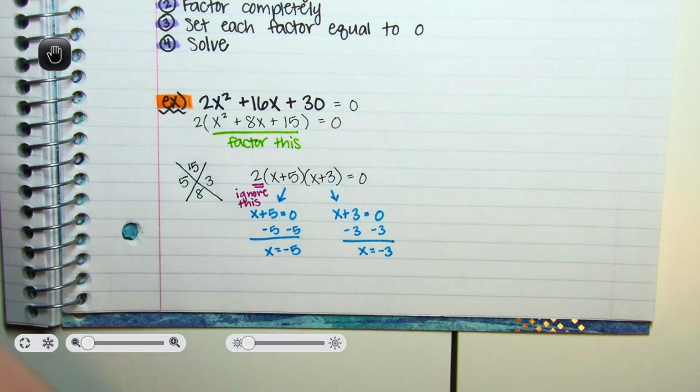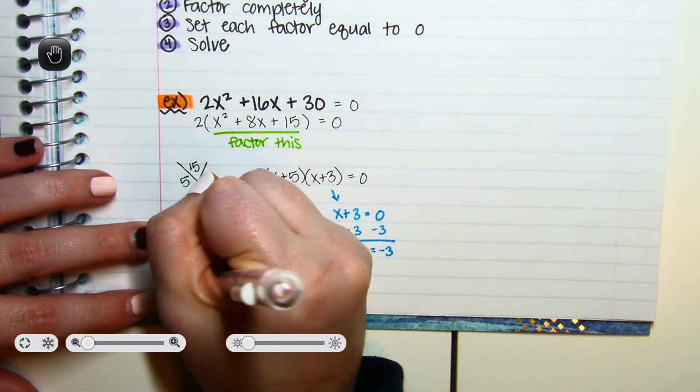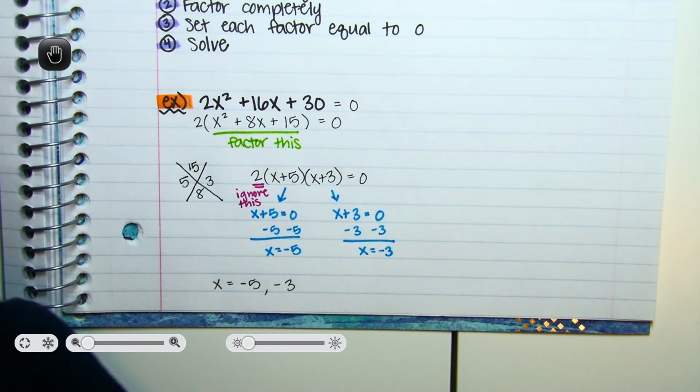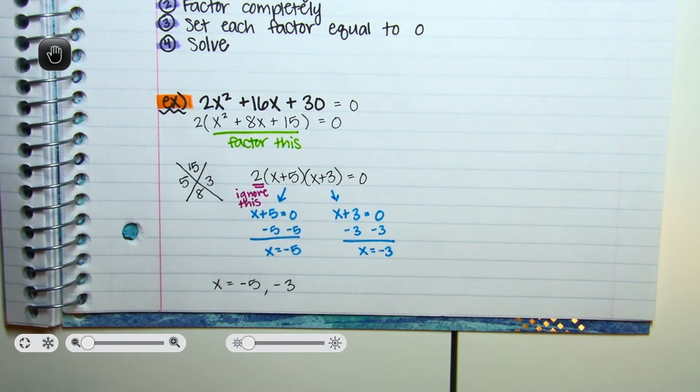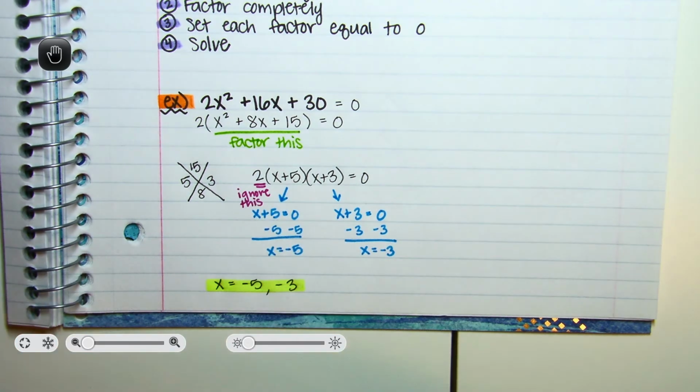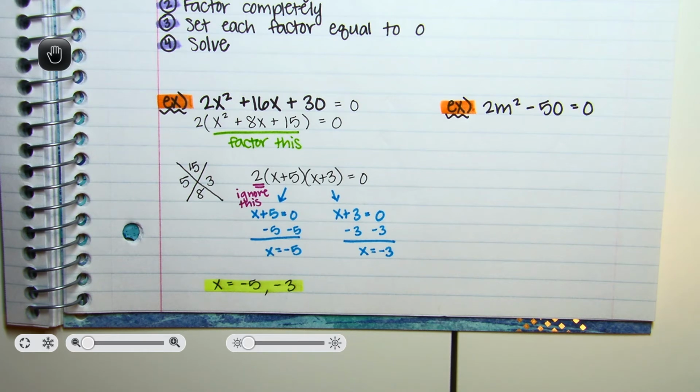So when I write my final answer, it's going to be x equals -5, comma -3. Now I also want to point out I am writing these in order from smallest to biggest. So make sure you are doing that as well. You want the smallest number written first. Let's look at another example.